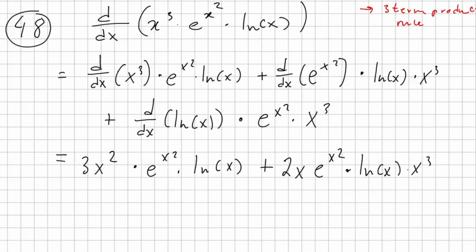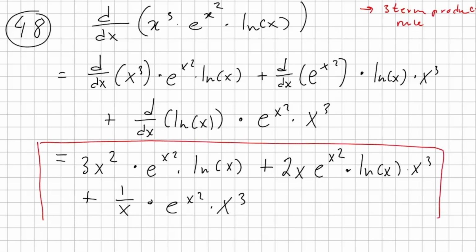Sorry if this looks a little bit messy. I'll try and circle everything at the end. So then, this is a continuation, by the way, from here. So plus the derivative of natural log of x, which is 1 over x, times e to the x squared times x cubed. So that's it for this one. I'll try and circle it up. There we go. Alright, so that's it for 48.